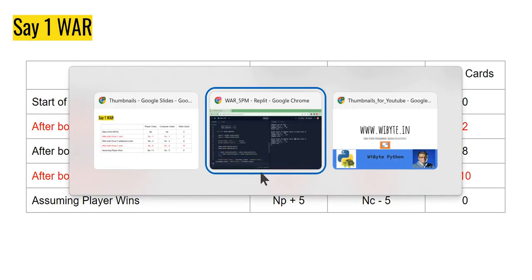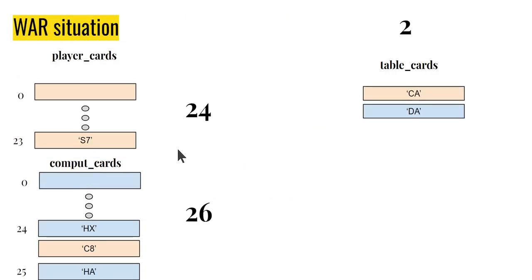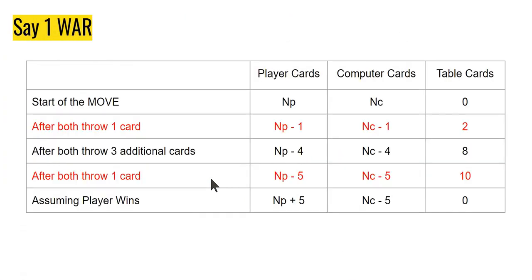And that's exactly what we see in the example that we just saw. For example, let's take this. I started with 26-26. After the war, which resulted in just one attempt, player ended up being 31, computer ended up being 21. So notice the gap of 5. Now, we can actually extend this and see what happens when there are, for example, 2 wars.